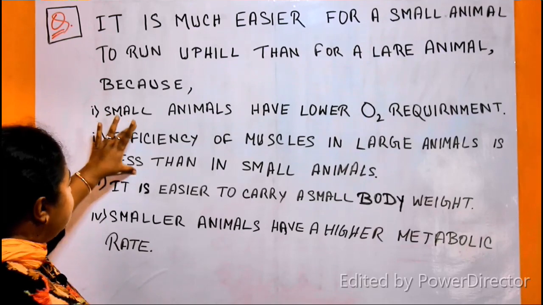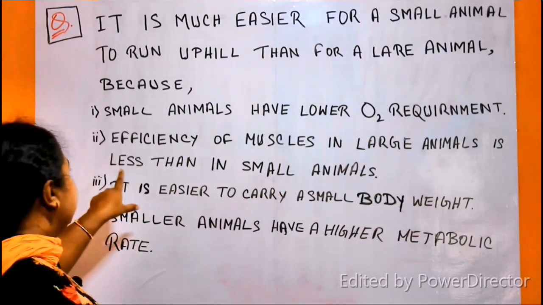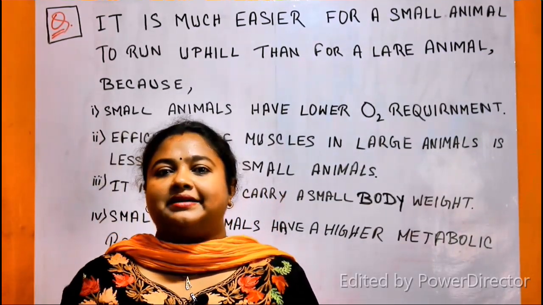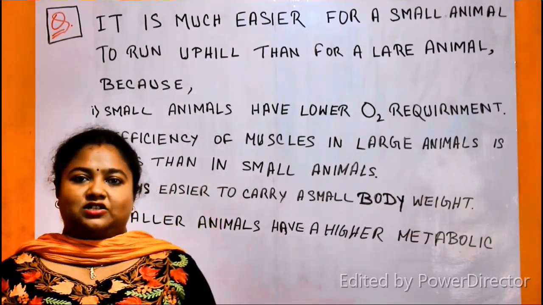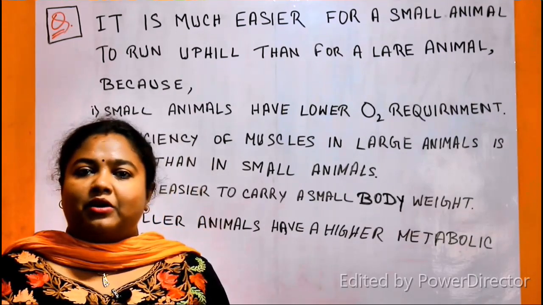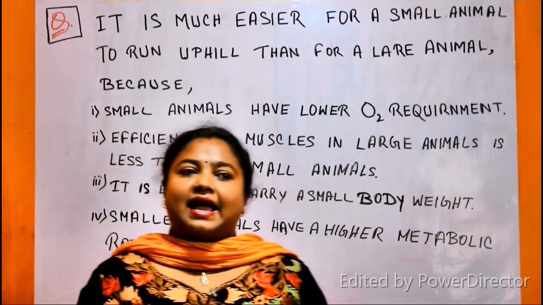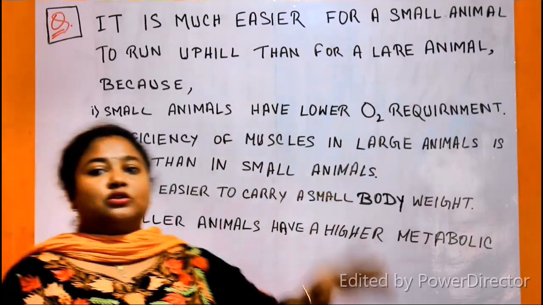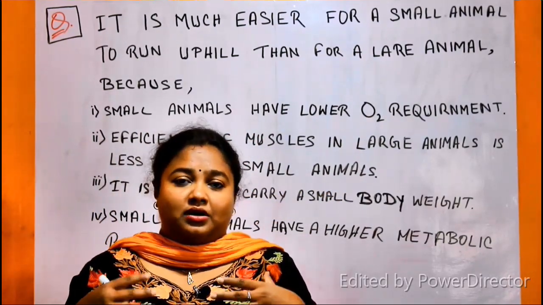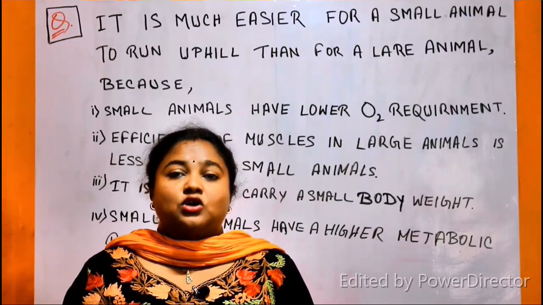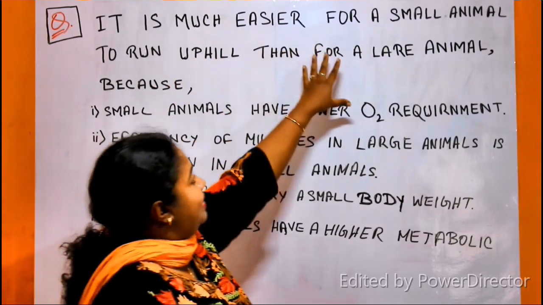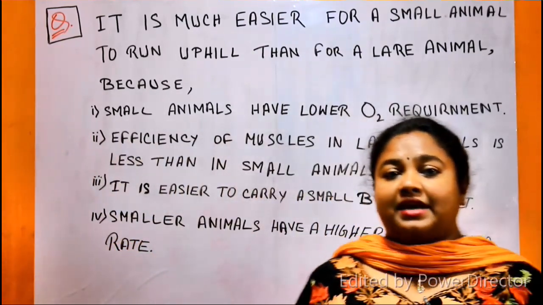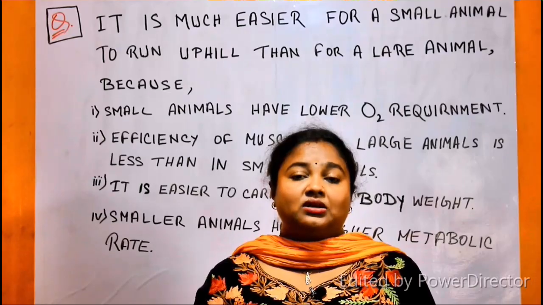So now we have to choose the correct answer. The correct answer is that the efficiency of muscles in large animals is less than in small animals. Why? Because the basal metabolic rate is inversely proportional to the size of the body, so metabolic rate is higher in smaller animals. They take in oxygen faster and have muscular efficiency, so they can produce ATP, the energy, much faster. So they can climb uphill very fast, while large animals produce ATP slowly as they take oxygen very slowly.